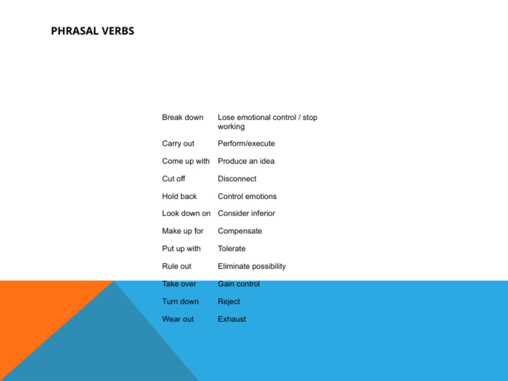Rule out involves eliminating a possibility, like ruling out certain options during decision-making. Take over means to gain control or assume responsibility. Think of a new manager taking over a department. Turn down is rejecting or declining something, such as turning down an invitation. Finally, wear out refers to exhausting or using something until it's no longer usable. These phrasal verbs are essential because they not only enrich our vocabulary, but also help us communicate more naturally and effectively in various situations. Remember, understanding these will definitely help you connect better with others and express yourself more clearly.